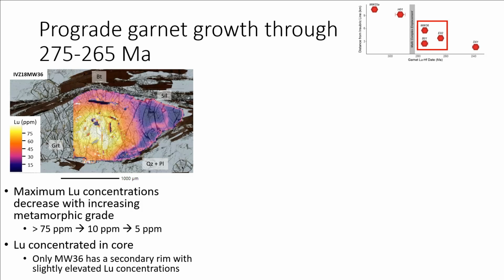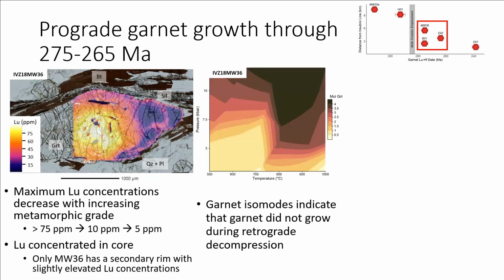The only difference is that the maximum lutetium concentration in each sample decreases with increasing metamorphic grade from more than 75 ppm in this sample down to a maximum of 5 in the highest grade granulite. All 3 samples show the same core enrichment in lutetium, and this sample that I'm showing you here is the only one that has any kind of a secondary rim with slightly elevated lutetium contents, and this is also the sample with the highest MSWD.